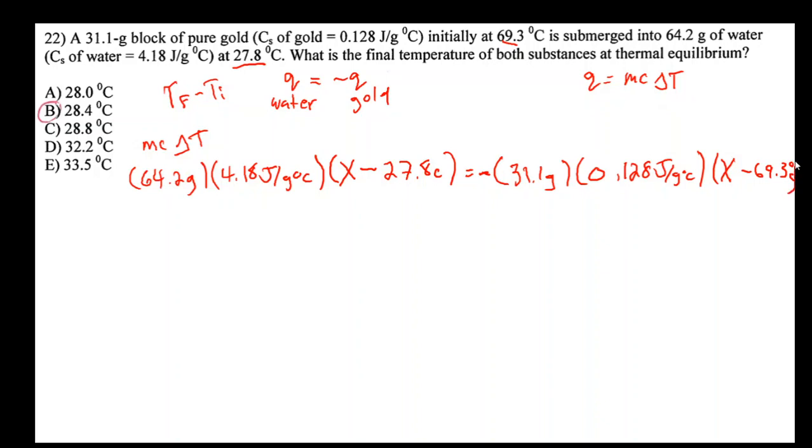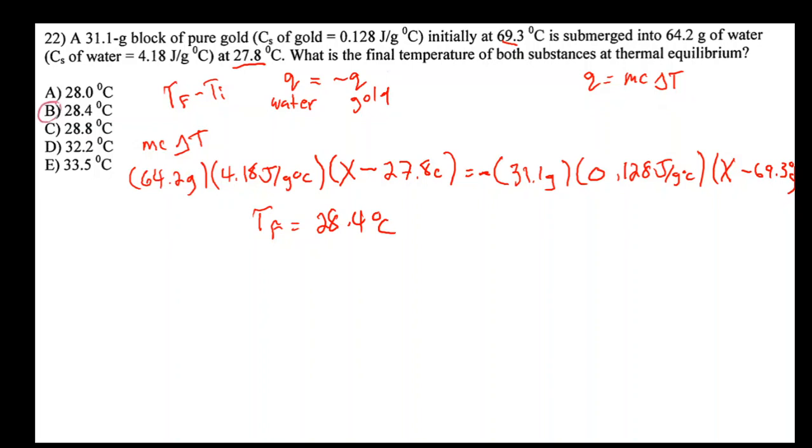Now what you're essentially going to have to do is rearrange the equation and solve for X. Do you guys feel comfortable rearranging an equation like this to solve for X, or would you like to see it in more detail? You're good? Okay. Great. So if you rearrange this equation and solve for X, this would give you your final temperature TF, which would be equal to 28.4 degrees Celsius.